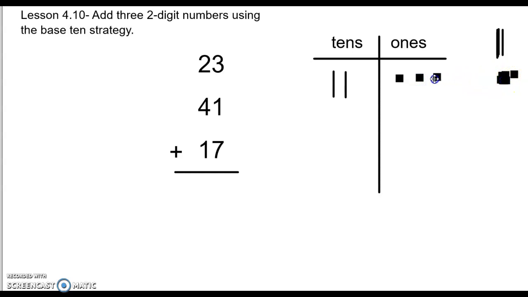Next, we will quick draw the number 41. 41 has four tens and one one. Finally, we will quick draw the number 17. 17 has one 10 and seven ones.